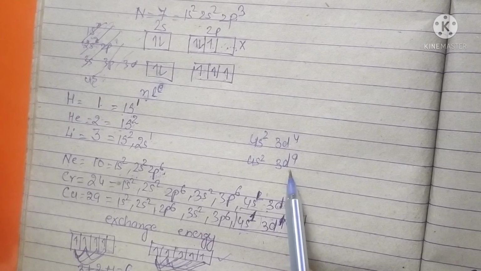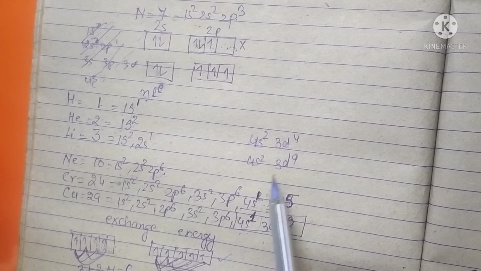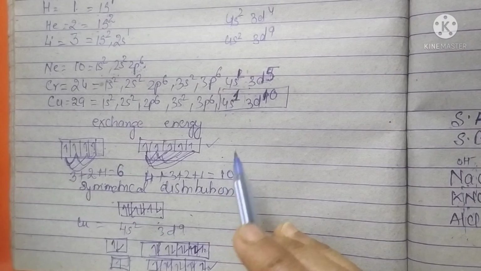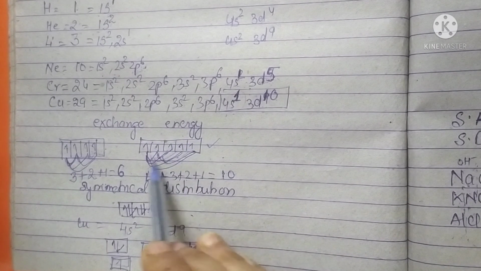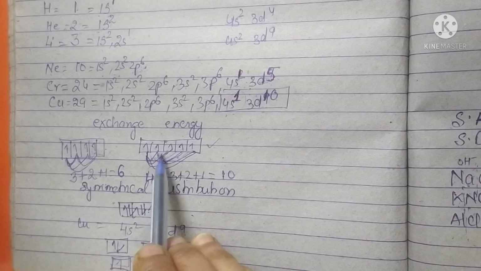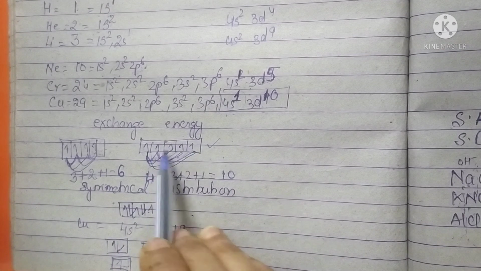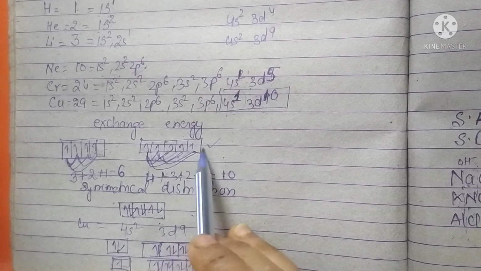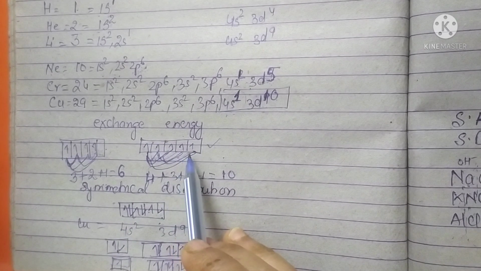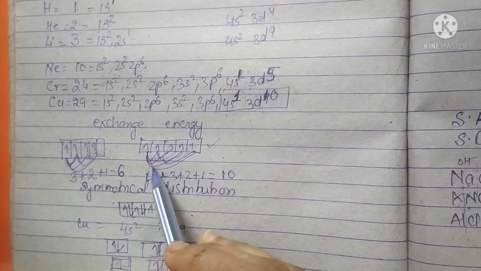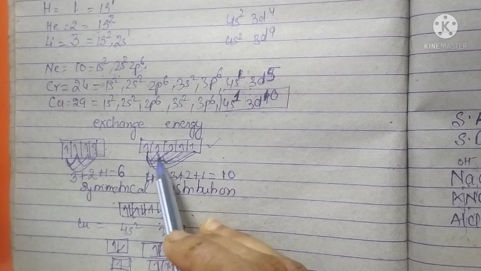Now what is the reason for extra stability of half filled and fully filled orbitals? Let us try to understand this. There are 2 things. First is exchange energy. Suppose there are 5 orbitals and each orbital has a single electron, it is half filled. All these orbitals of a subshell are degenerate, meaning they have the same energy, and the electron can move from one orbital to another because all these orbitals are the same in terms of energy.